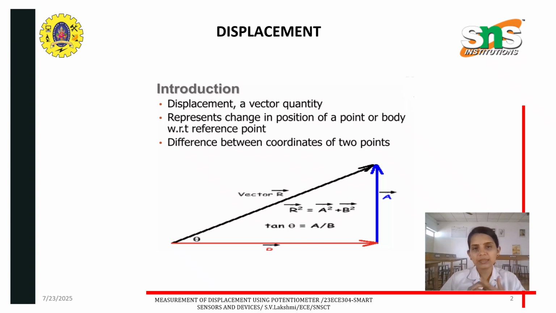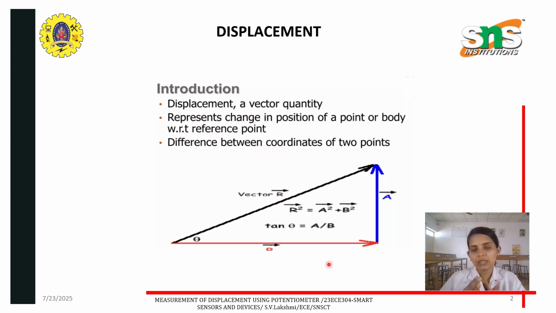Displacement represents the change in the position of a point with respect to a reference point. Normally this displacement is a vector quantity, because it has both magnitude and direction. It gives the difference between the coordinates of the 2 points. So displacement refers to the change in position of a point or a body with respect to the reference point. Here we are going to discuss how this parameter is measured with the help of the potentiometer.